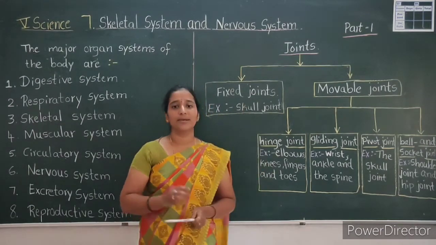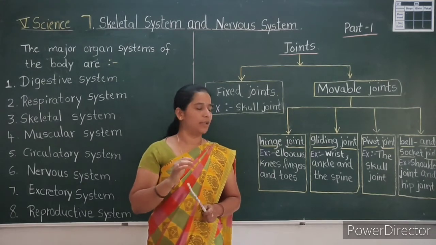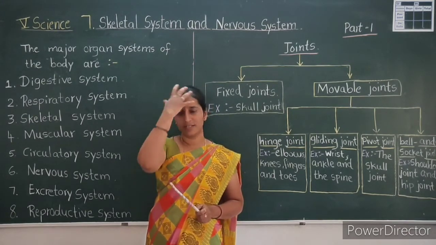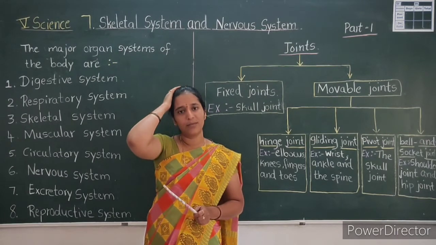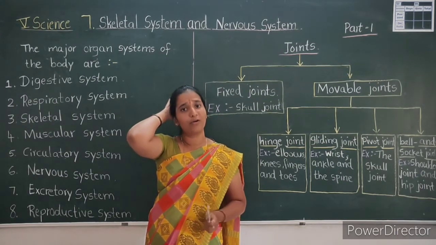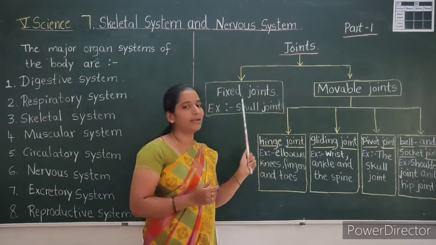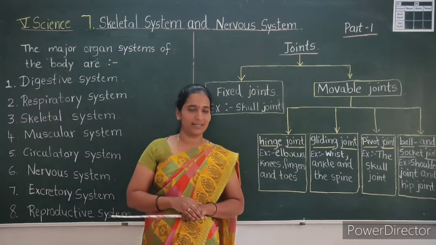Fixed joint: the skull joint is a fixed joint. It does not allow any movement in our body. That's why they are called fixed joints.